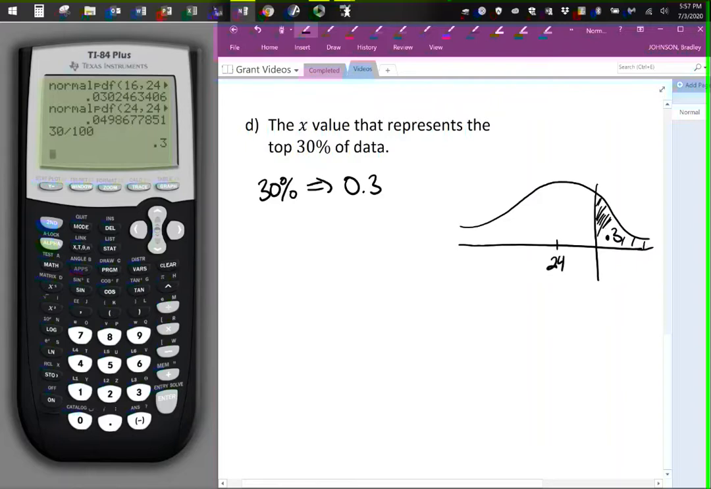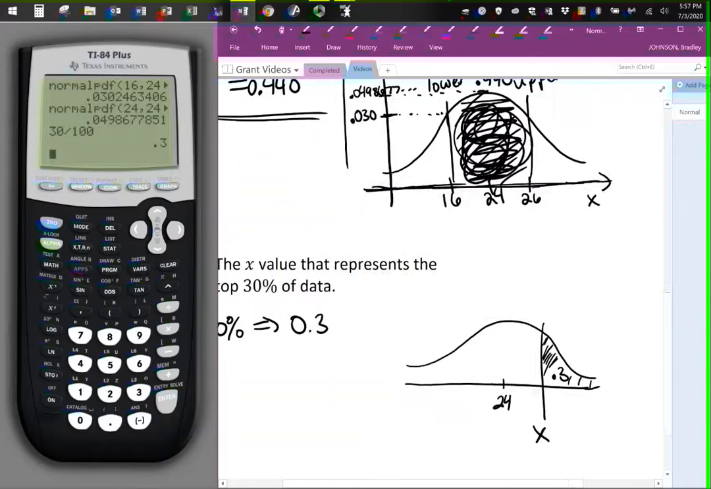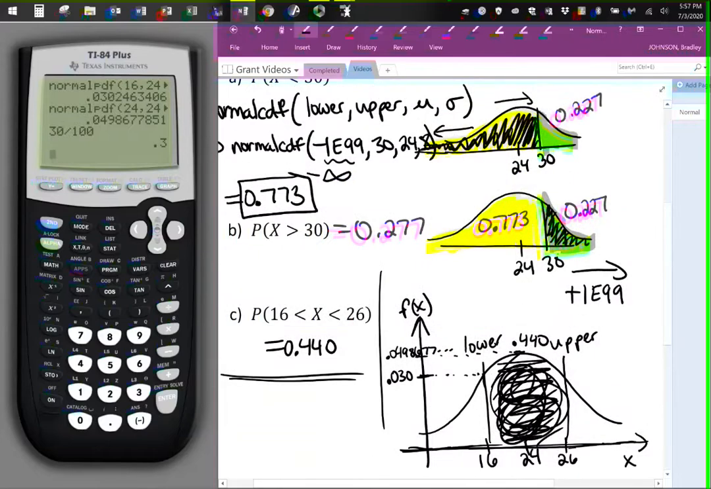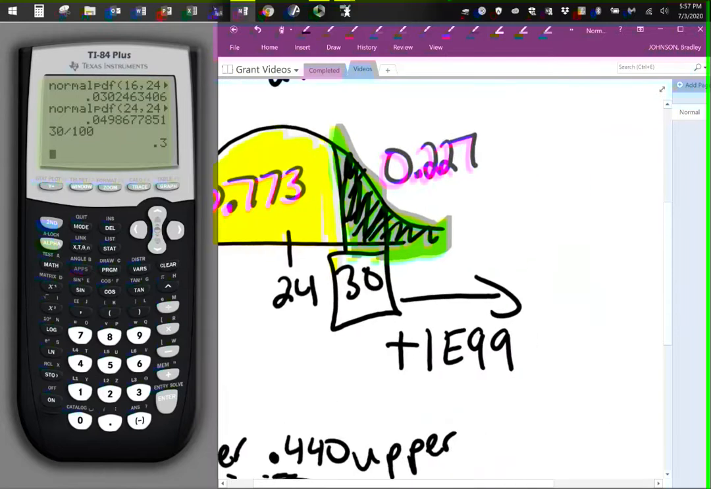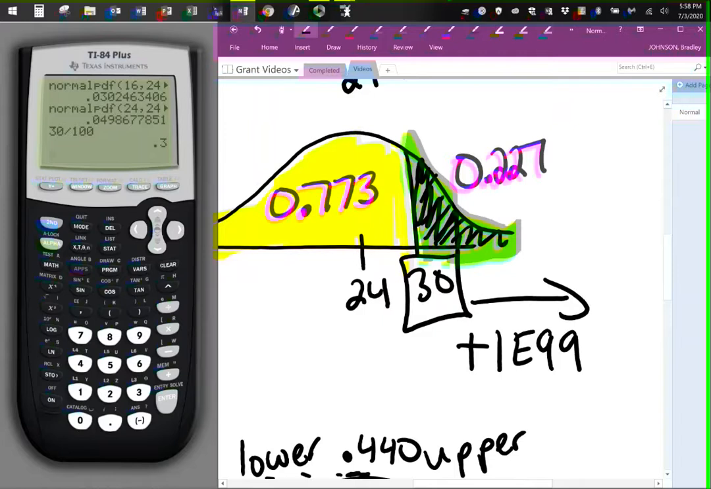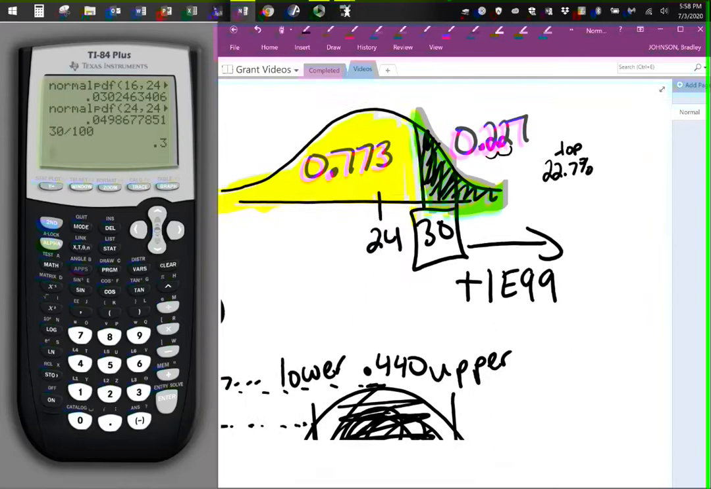I'll mark 24 again. So I'm looking for this x value, the x that represents the top 30%. Well, earlier on in part B, we saw that 30 actually marks where the top 22.7% is, right? If you move the decimal place twice, it would be 22.7%, and that's in the top because it's on the right. So we know that it's going to be some value probably close to 30-ish, something like that.